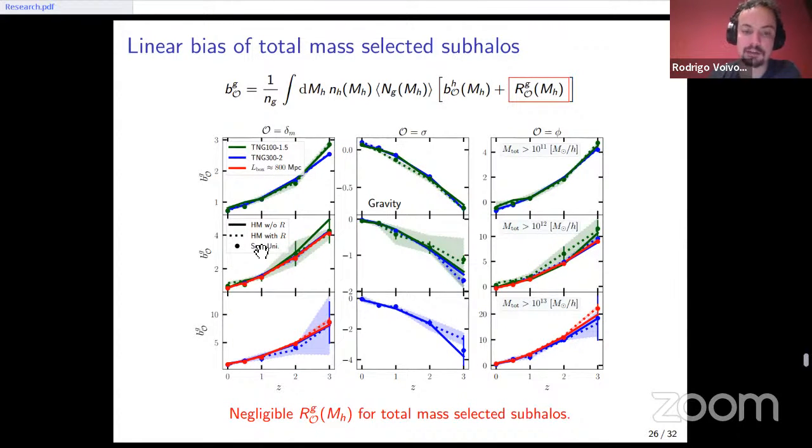The dots are the direct measurements from the simulation. The solid lines are the halo model prediction without the response, and the dotted line is the halo model prediction with the response that we measured in the same simulation. So here again, for the case when we selected the galaxy by the total mass of the galaxy, we see that the halo model with and without the response and the measurements are basically the same. It is because the responses are basically zero.